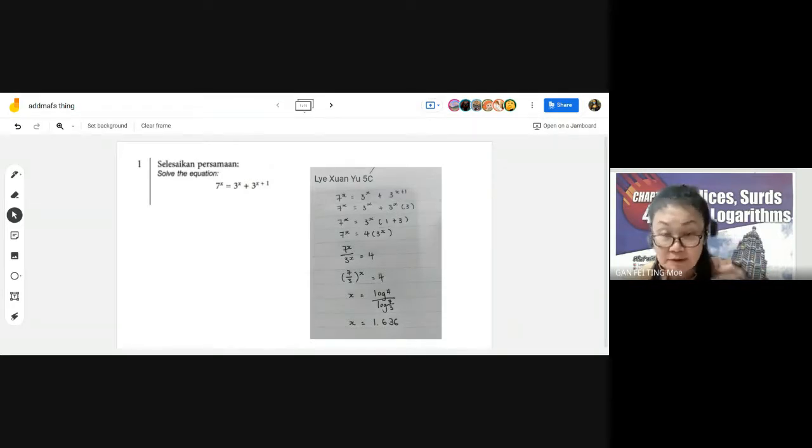Your working is perfect. Your working is nice. You will get full marks for this. If let's say this question is 3 marks, you get 3 marks. If this is 2 marks, you get full marks too. And then writing also clear, right? But still need to improve a little bit. Very good. Very well done. Okay. Thank you, Xuan Yi.